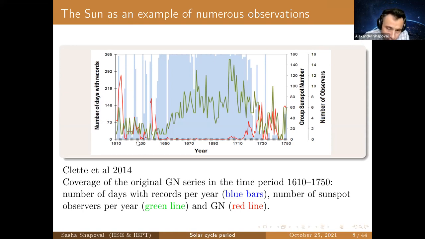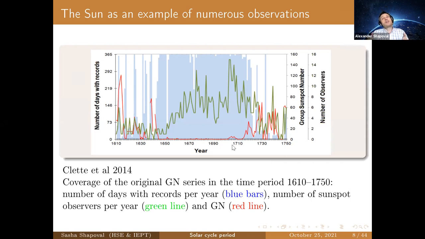And to see it, you have to look at this graph, at the red curve, which is almost invisible because it almost coincides with the horizontal axis. This is the level of activity. So it dropped in the beginning of the 17th century almost to zero. And some values were recovered only at the end of the century.